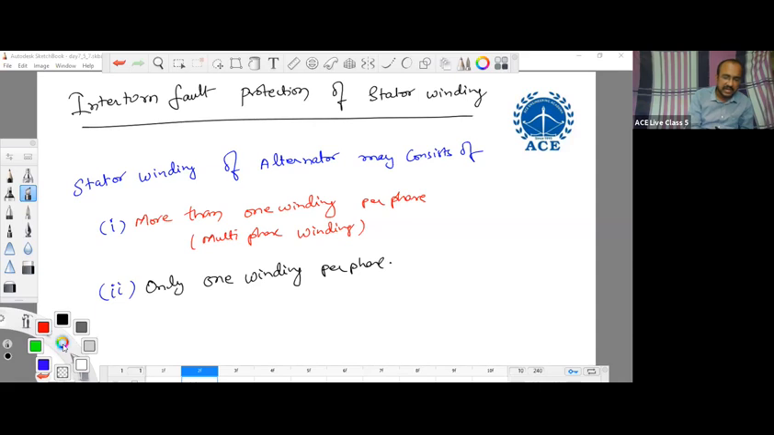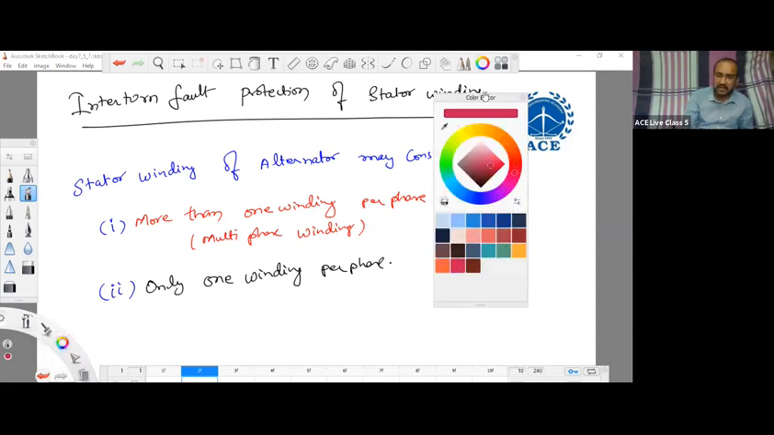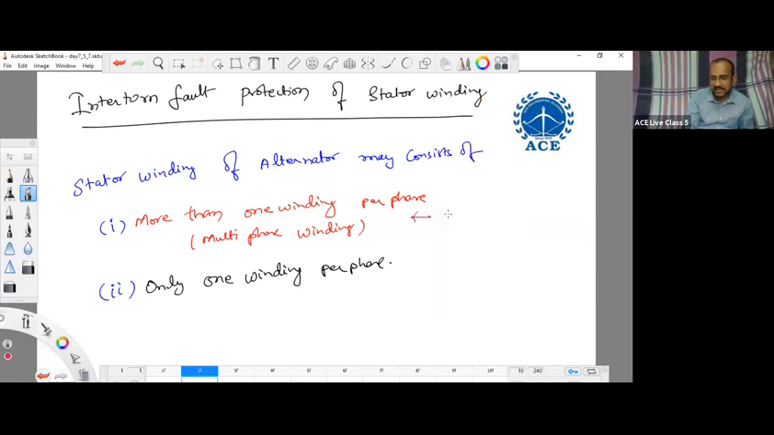If the stator of the alternator consists of more than one winding per phase, we will be using a split phase differential relay. Split phase differential relay is used for protection of the stator winding of the alternator from interturn faults if the stator of the alternator consists of more than one winding per phase.